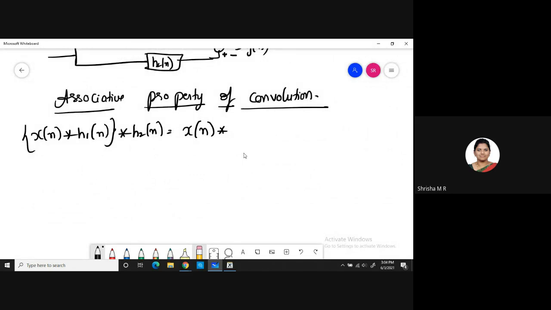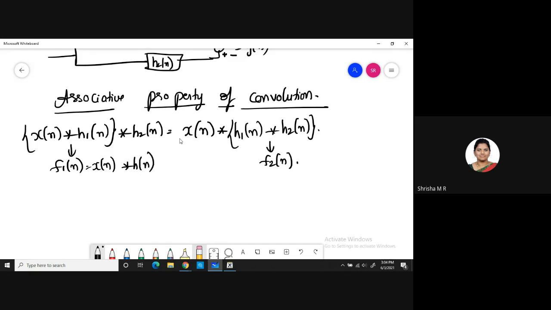It states that x of n convolved with h1 of n, which is convolved with h2 of n, is equal to x of n convolved with h1 of n convolved with h2 of n. Let us consider this as our f1 of n and this as f2 of n. f1 of n is nothing but x of n convolved with h1 of n, and f2 of n is h1 of n convolved with h2 of n.